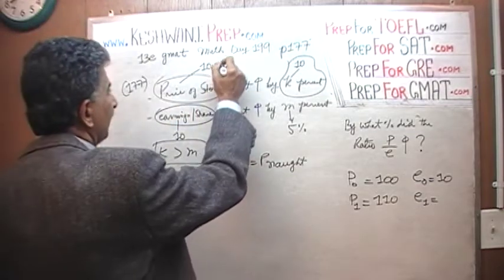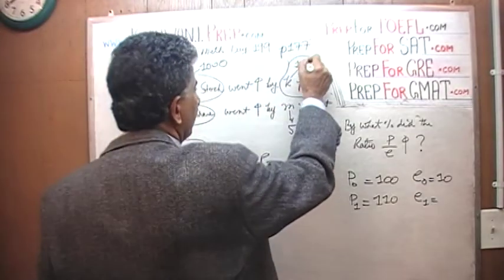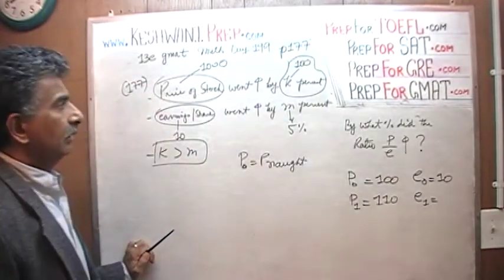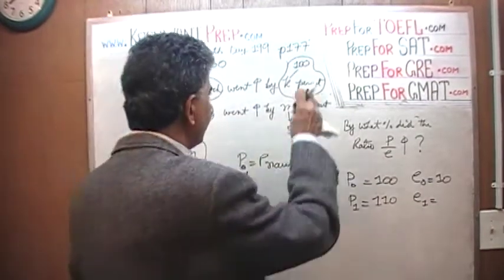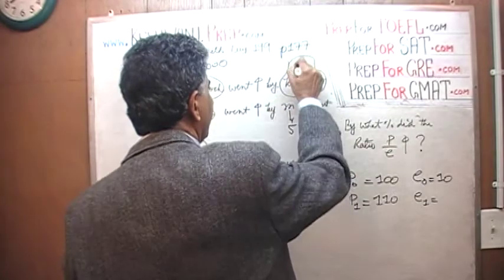Instead of the price of the stock being 100, I'm going to pretend it is 1,000, 10% increase. It will still be a 10% increase, sorry. It will still be a 10% increase. So k remains 10.